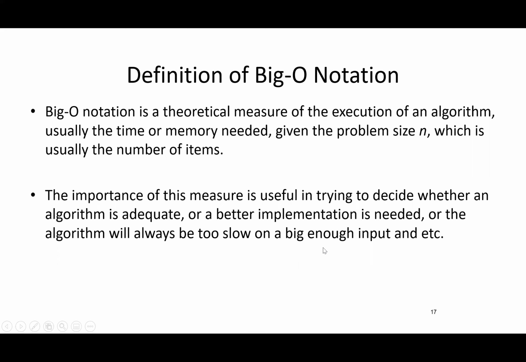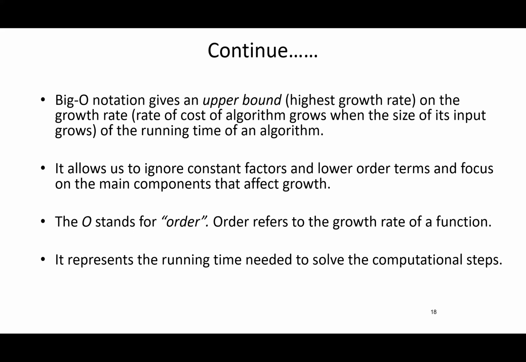We have many different types of big O notation. Okay, later I will also explain to you what are the types that are available. So big O notation will give you the upper bound. Upper bound here is the highest growth rate of your algorithm. So the growth rate here is the rate at which the cost of the algorithm grows when your input size increases.